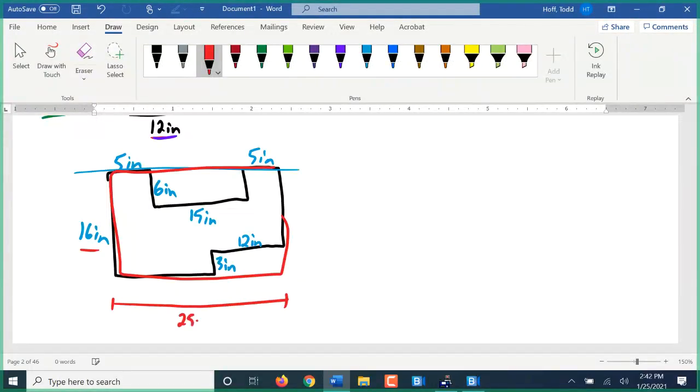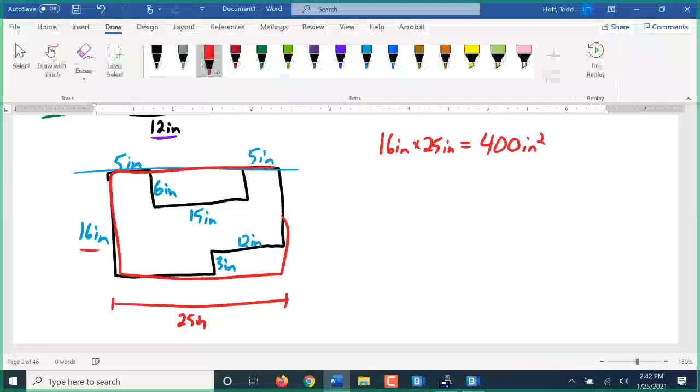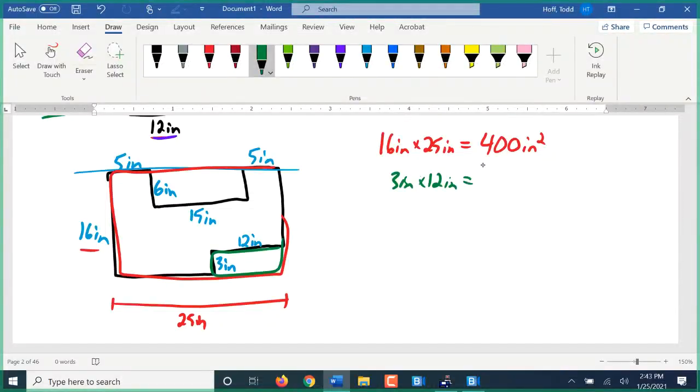And then, 16 inches times 25 inches is 400. And subtract out the missing pieces. I've got a 3 by 12 here, which is 36. So that's 364 after I subtract that out.